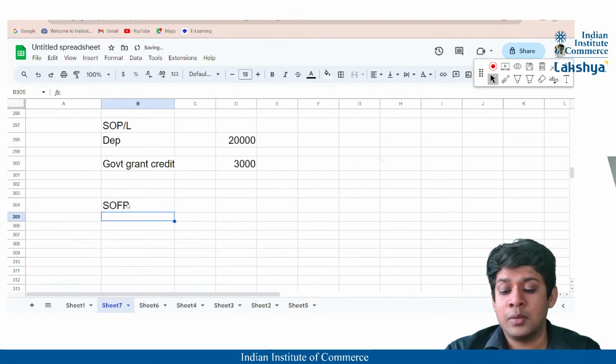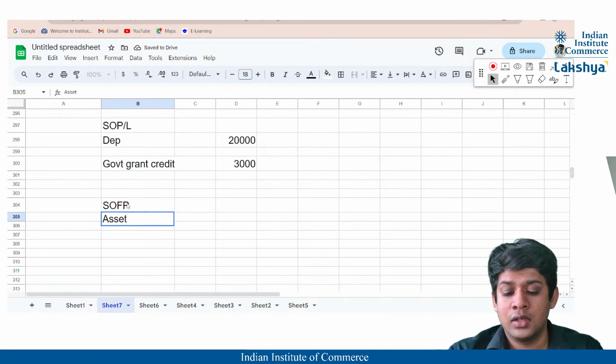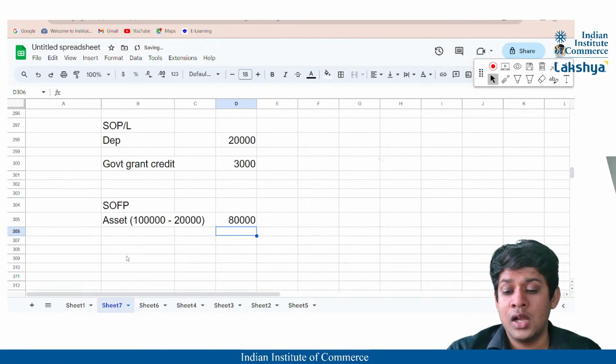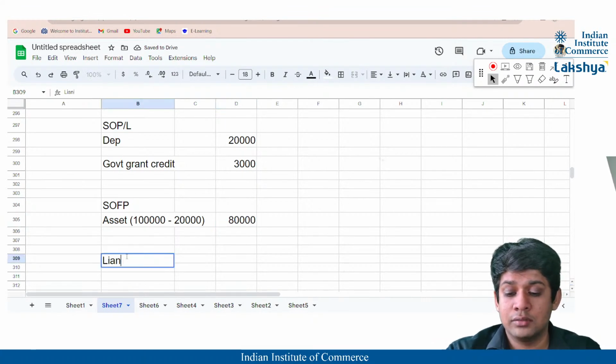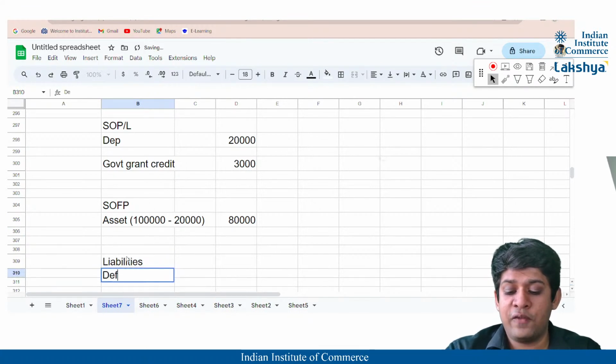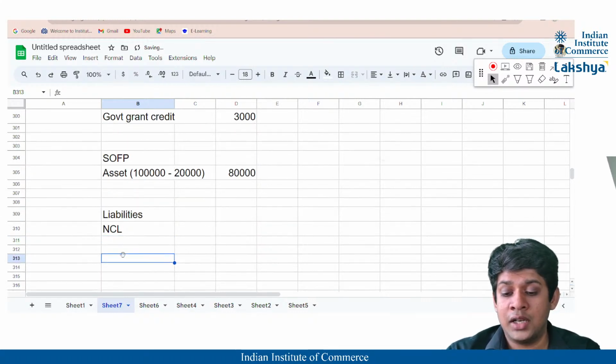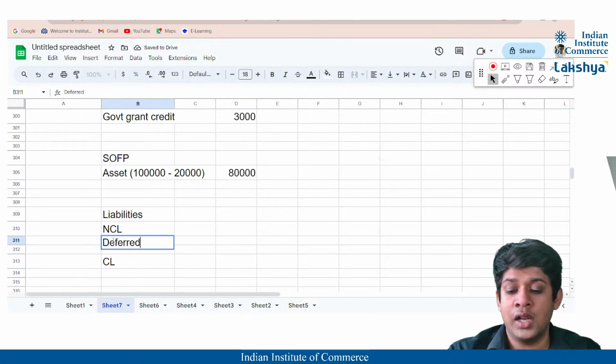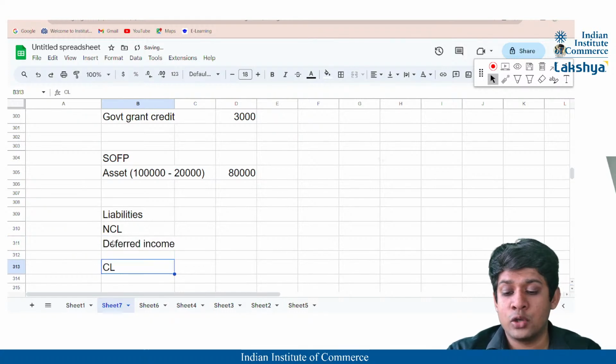In the statement of financial position, I will state my asset, which was having a value of 1 lakh minus the depreciation charge to date of 20,000. So my asset's carrying value at the first year end will be 80,000. And in the liabilities section, I will state deferred income, right? Firstly, I'll do the allocation, non-current liability and the current liability. In both, I will state deferred income. Why I'm doing this, I'll show you.